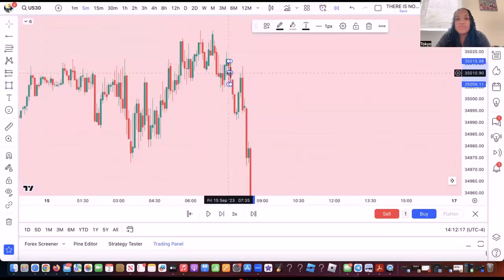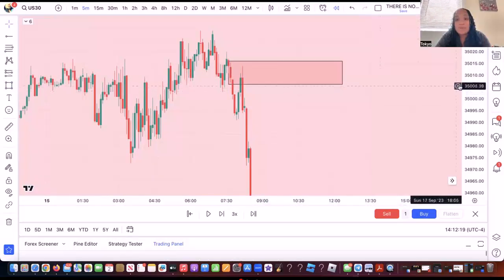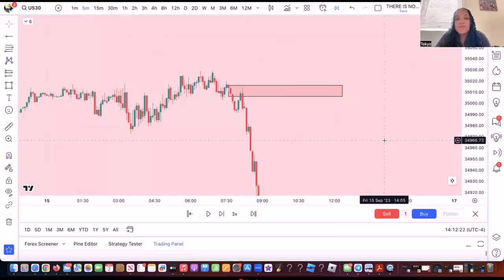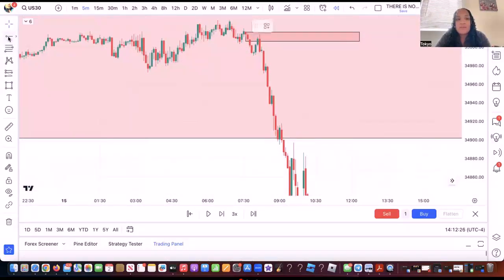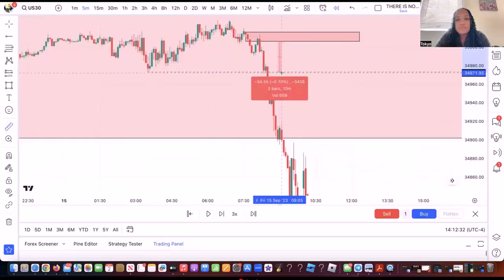Now, this is where the scalpers come in. Because if you can get an entry like this, you can scalp it to the nearest low, just like that. And let's see how many points that could give you. That's about 34 points, right? If you're a scalper, this is perfect for you. You don't have to wait that long.